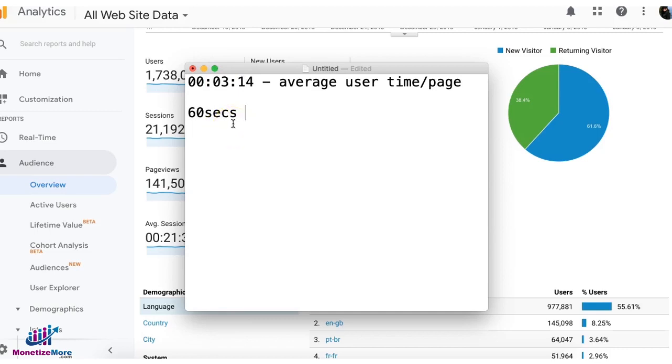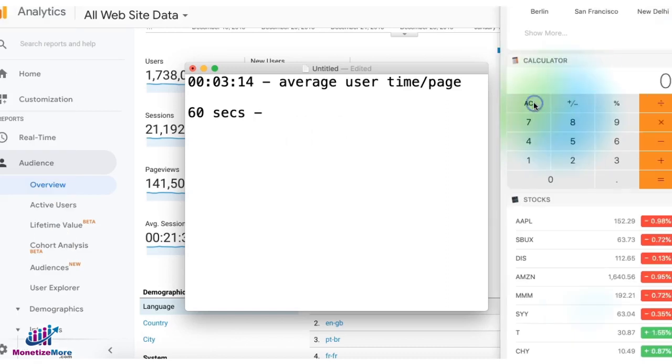So if you refresh the ads every 60 seconds, given that they spend about 3 minutes per page, then you can expect to get 3 times the normal impressions. If you want just maybe twice, okay.